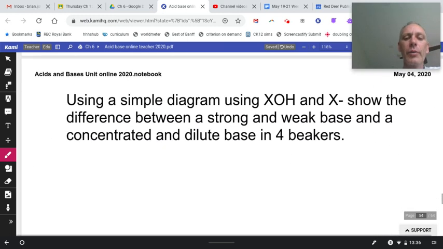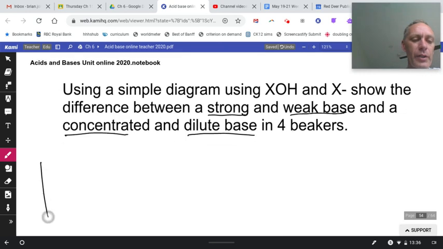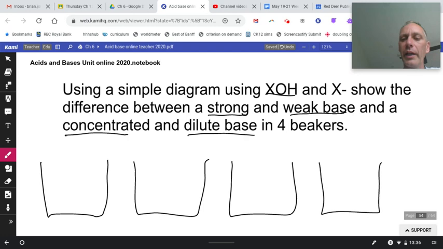Okay, so now we're going to do the exact same thing, but it's going to be bases. Strong and weak base, concentrated and dilute. So this is where you are going to pause the video and try and answer this one on your own in your notes using the XOH and X minus. See if you can figure this out. If you have no idea, then you can just continue watching. If you think you got it, pause and try it.